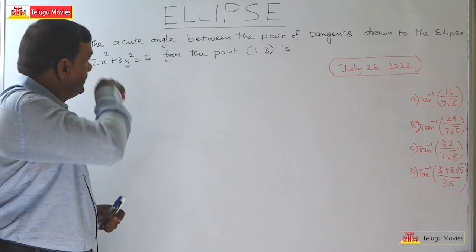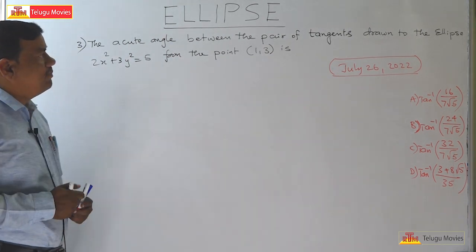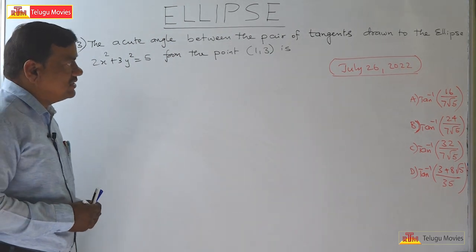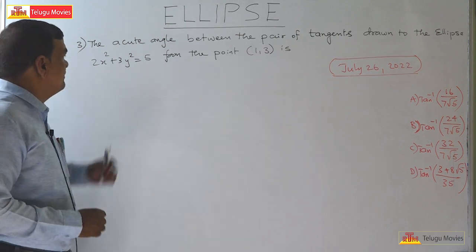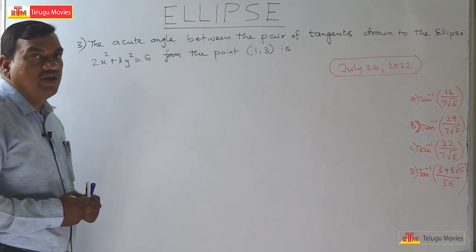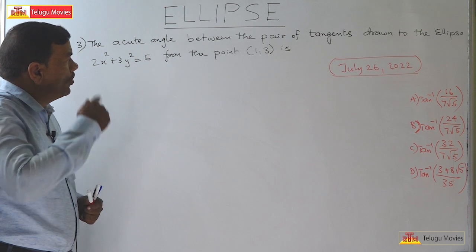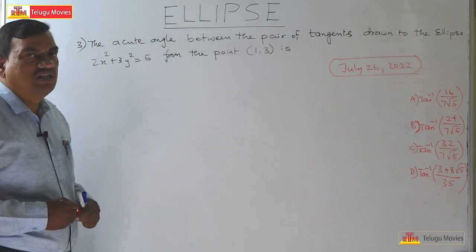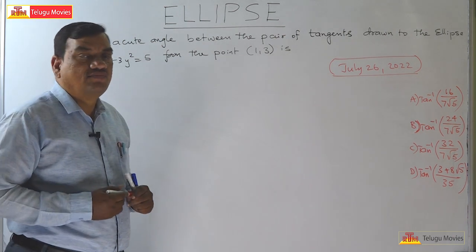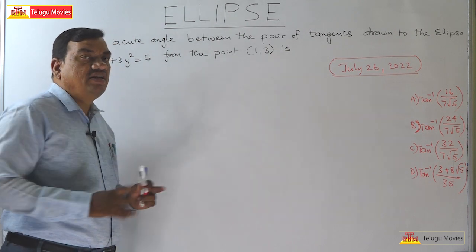So, this problem is: the acute angle between the pair of tangents drawn to the ellipse 2x² + 3y² = 5 from the point (1, 3) is... The question is very, very clear.